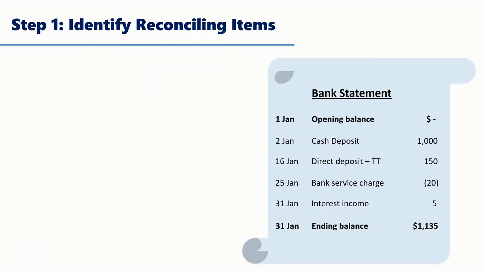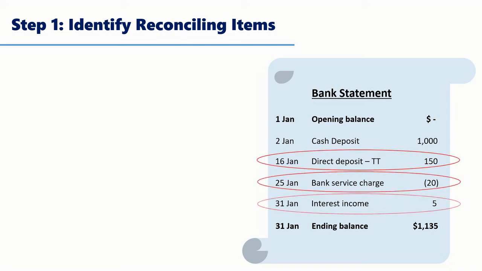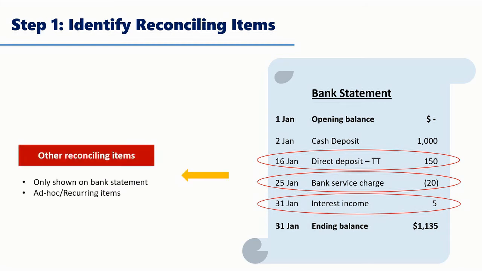Next, let's identify the reconciling items in the bank statement. Here, we have direct deposit, bank service charge, and interest income. These are adjusting items that the company would not have known if they didn't receive the bank statements. These are also usually the ad hoc transactions. For instance, customers made a TT without informing you, so you will not have known. Other items will be recurring items such as interest income and bank charges.